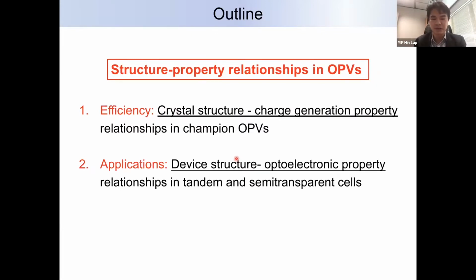I will talk about the crystal structure of organic semiconductors, their charge generation properties, and their relationship with the performance of OPV. I will also talk about the device architecture of organic solar cell and their optoelectronic properties, which lead to the very important application of solar cell, which is the semi-transparent solar cell application.